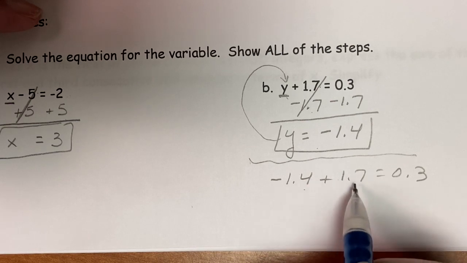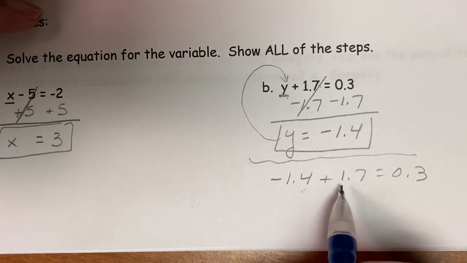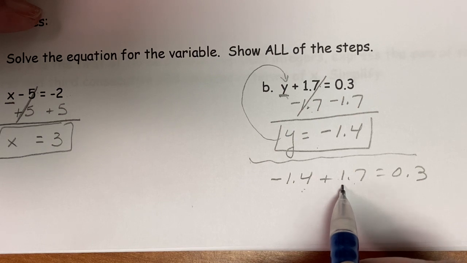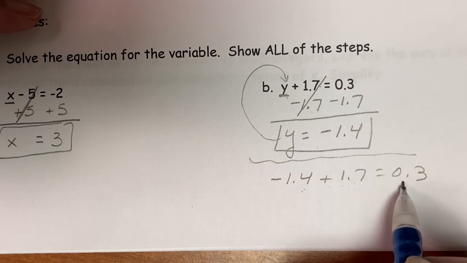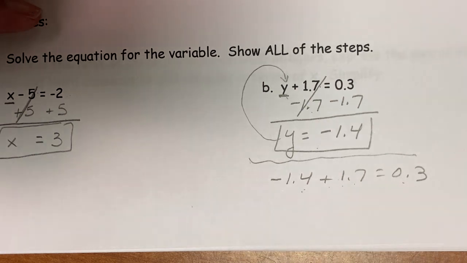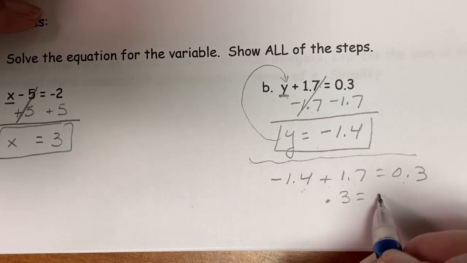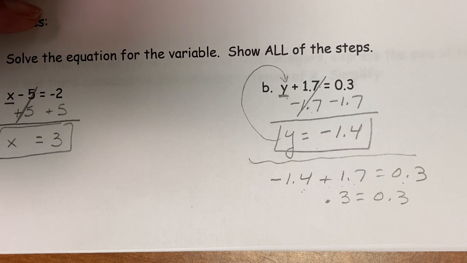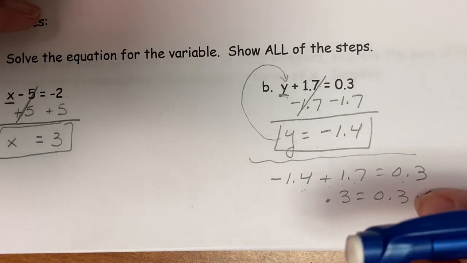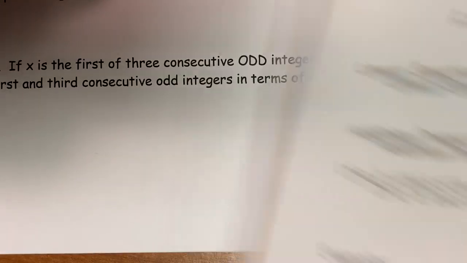What you want to do is combine the negative 1.4 and the 1.7, because remember, if this equation checks, it means the left-hand side of the equal sign and the right-hand side are going to match. So in your calculator, you would take negative 1.4 and add 1.7. If you do that, you can see that you get 0.3, which is the same thing as what you had on the right-hand side of the equal sign, so your solution checks. You can always check your solutions for an equation.